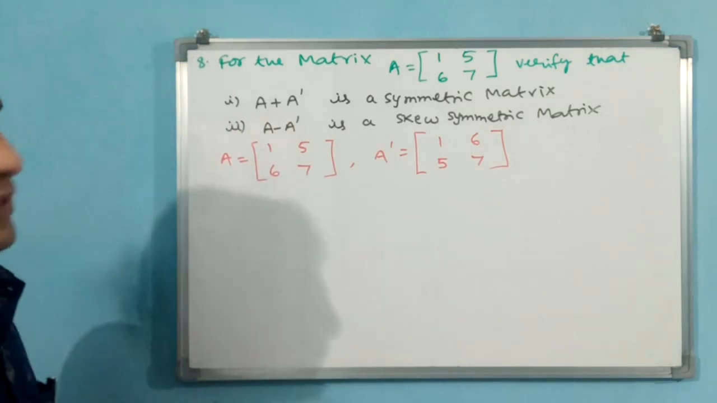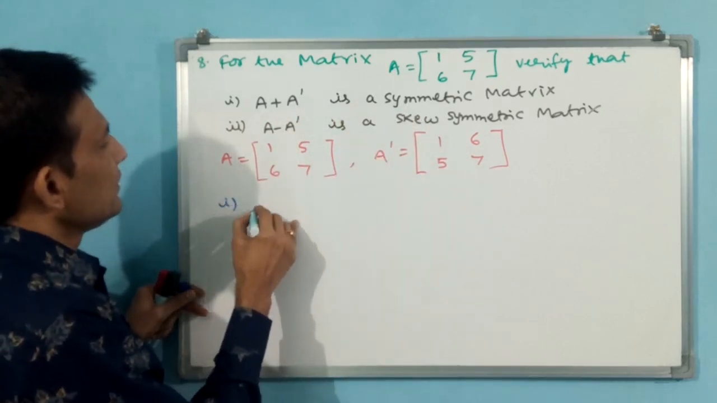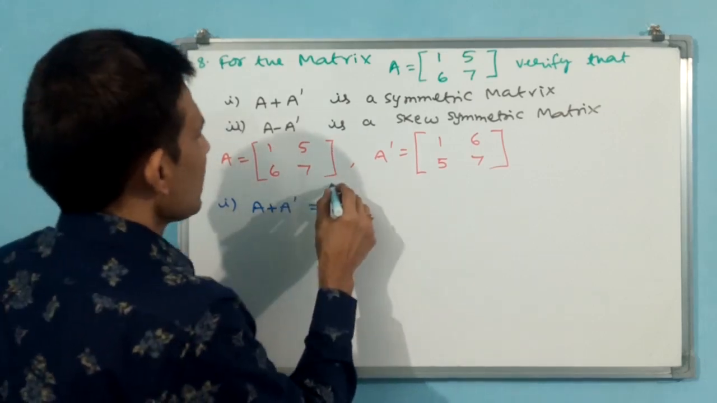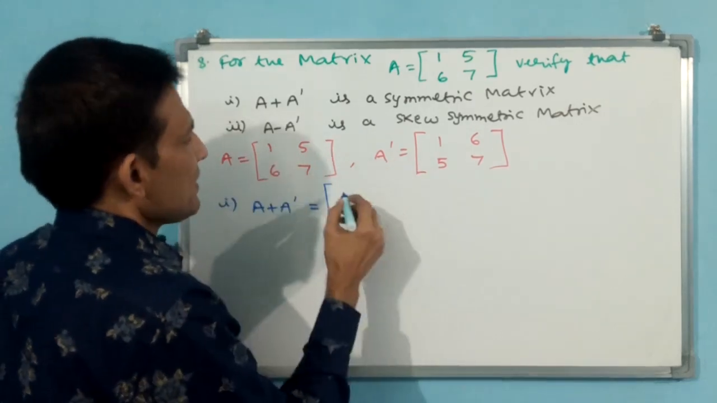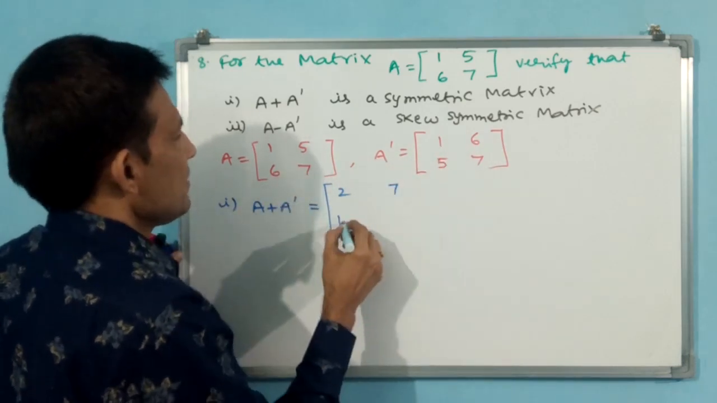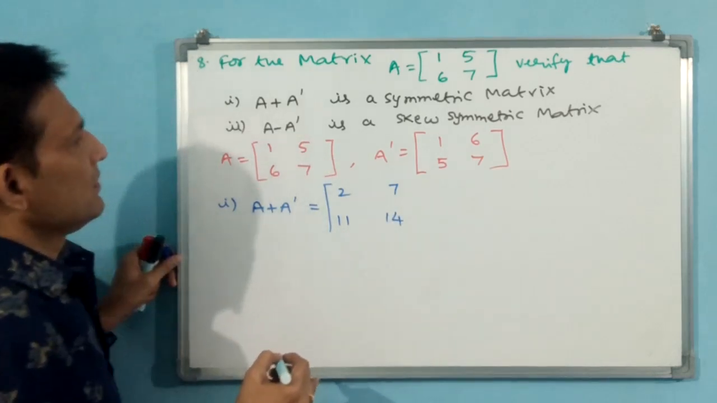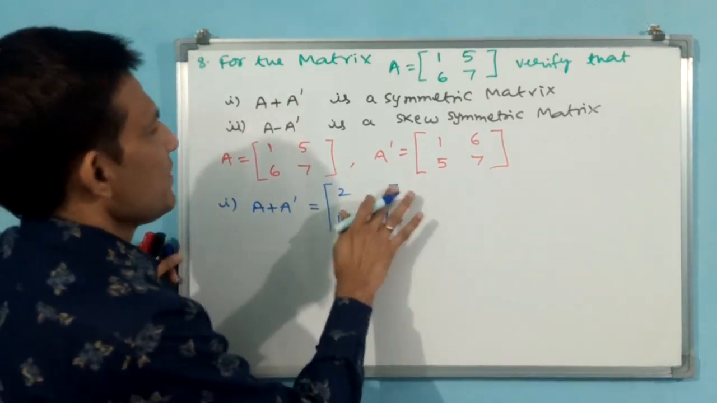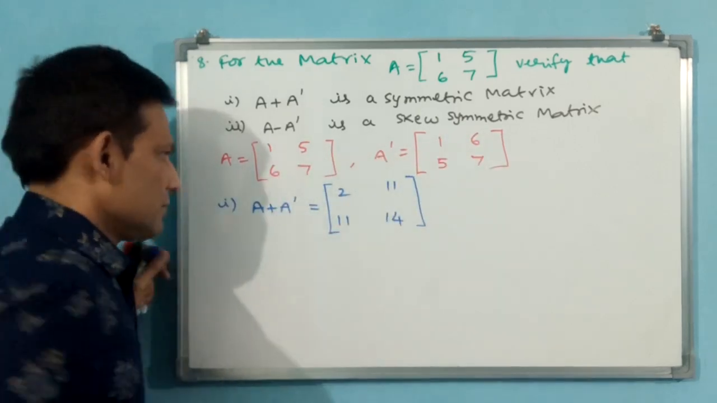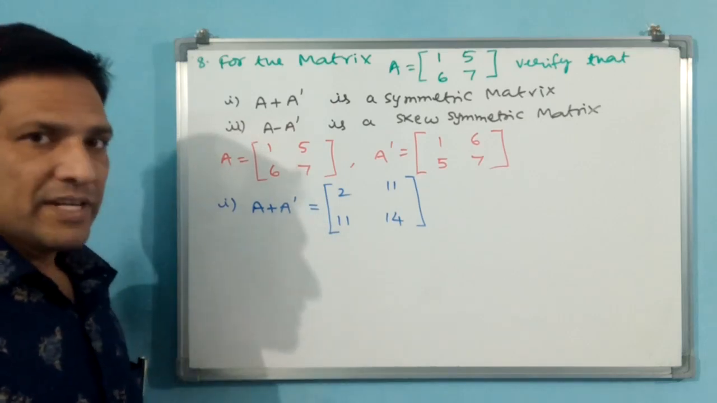Let us do the first part, A plus A transpose. Let us prove this is symmetric. A plus A transpose is equal to, okay, simply add: 1 plus 1, 2; 5 plus 6, 11; 6 plus 5, 11; 7 plus 7, 14. We made a mistake, okay: 5 plus 6, 5 plus 6, 11. Okay. This is A plus A transpose.